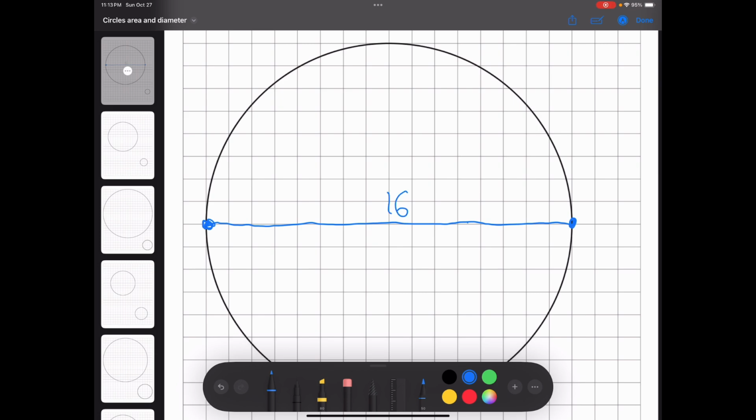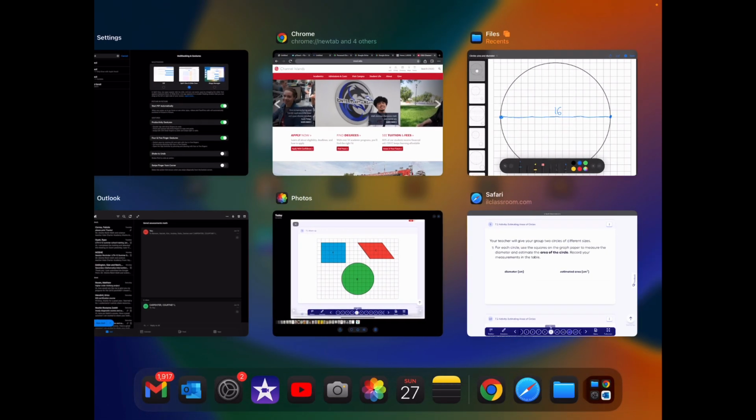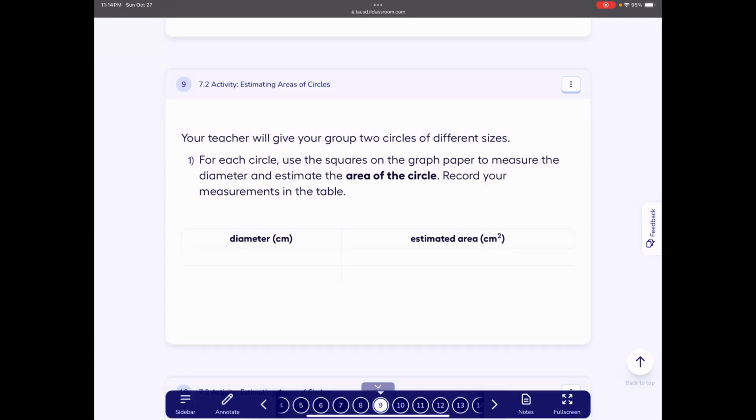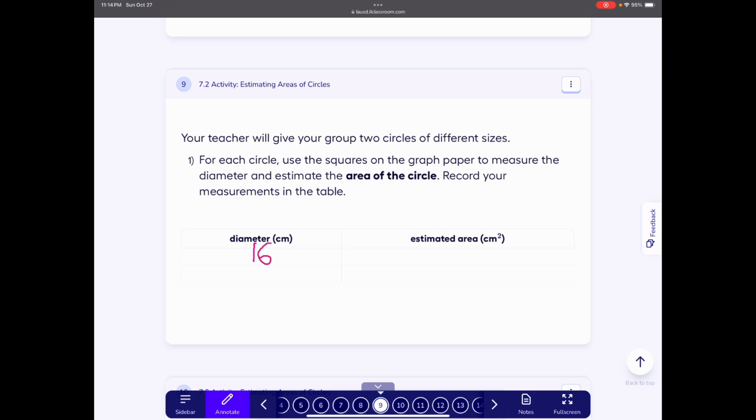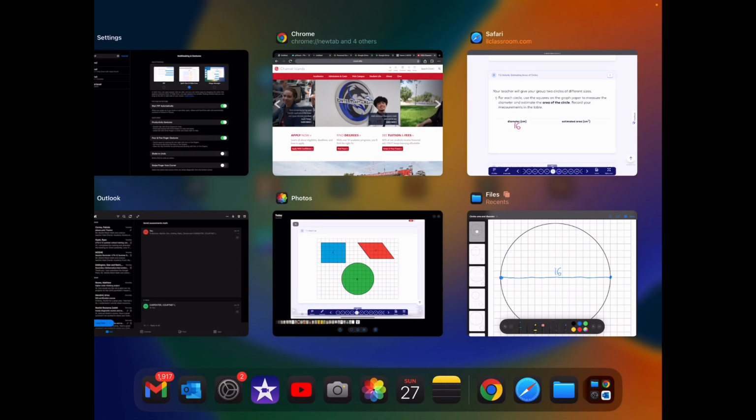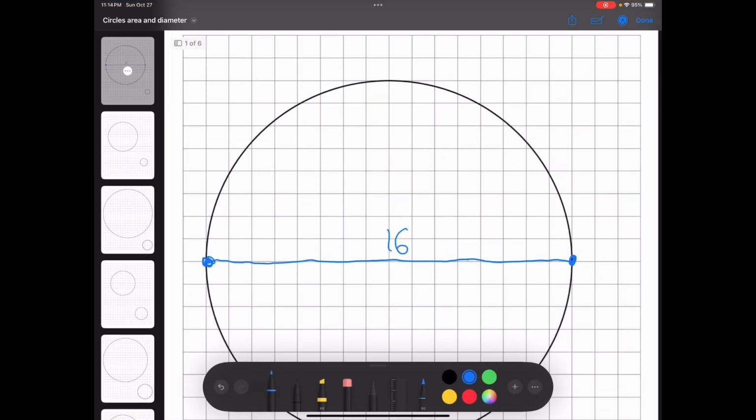So we're going to come back to our table. So now we're at our table, and you write 16 for the diameter. I'm going to use units, assuming that each square is a centimeter, so the diameter is 16, and then let's go back and find the estimated area. So we're going to do the estimated area.